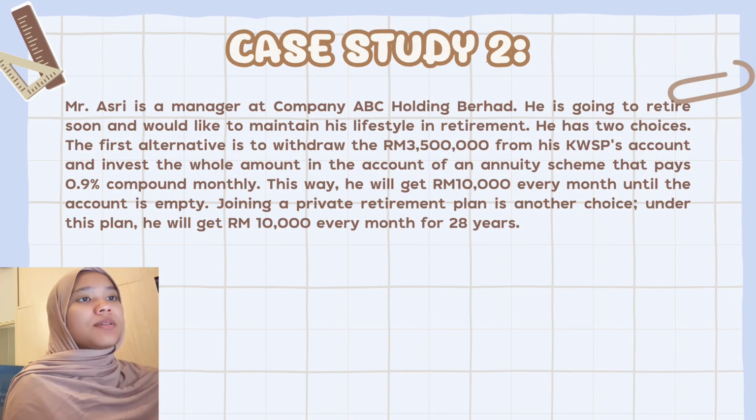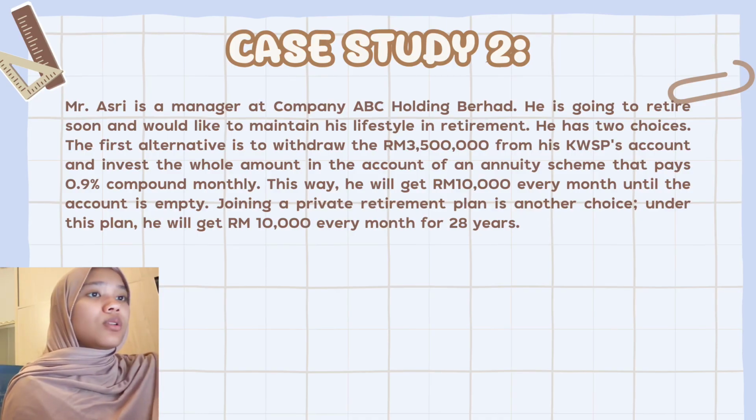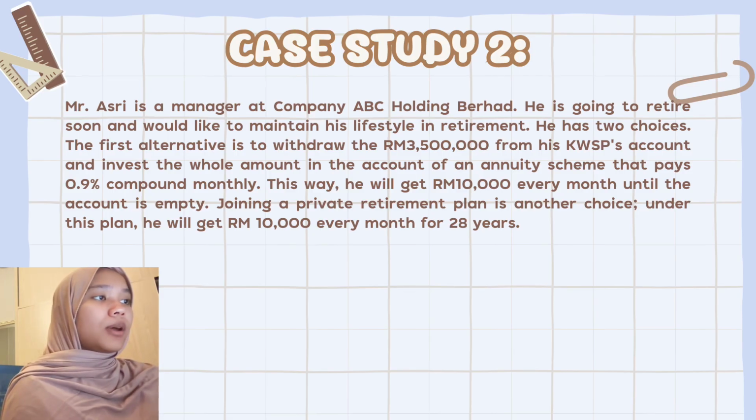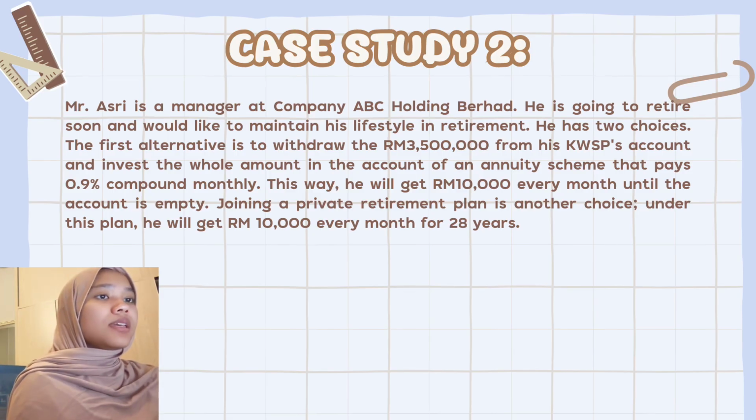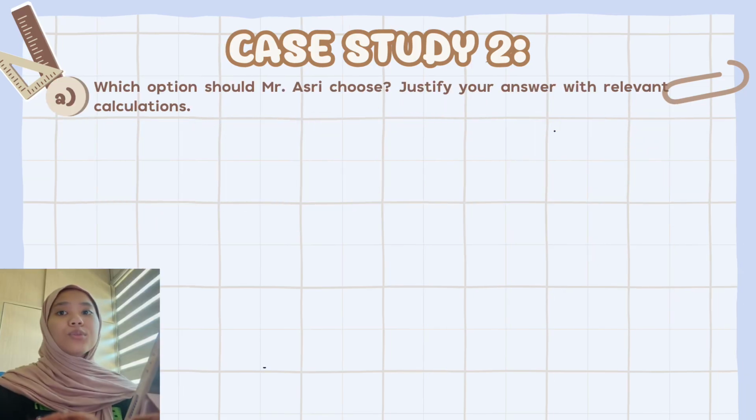So, as you can see from this question, Mr. Azri is a manager and he's going to retire soon. He has two choices, which is to withdraw 3,500,000 from his KWSP's account and invest the whole amount in the annuity scheme that pays 0.9% compound monthly. This way he will get 10,000 ringgit every month until the account is empty. Another choice is to join a private retirement plan where he will also get 10,000 ringgit every month for 28 years. Now we will be answering question case study 2A. Which option should Mr. Asri choose? Justify your answer with relevant calculations.